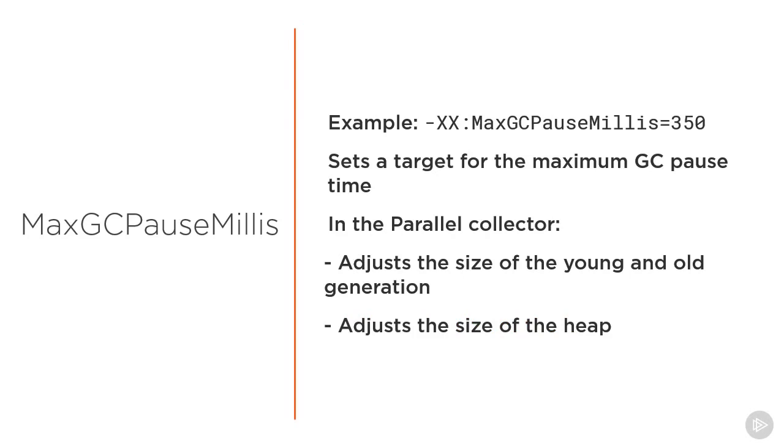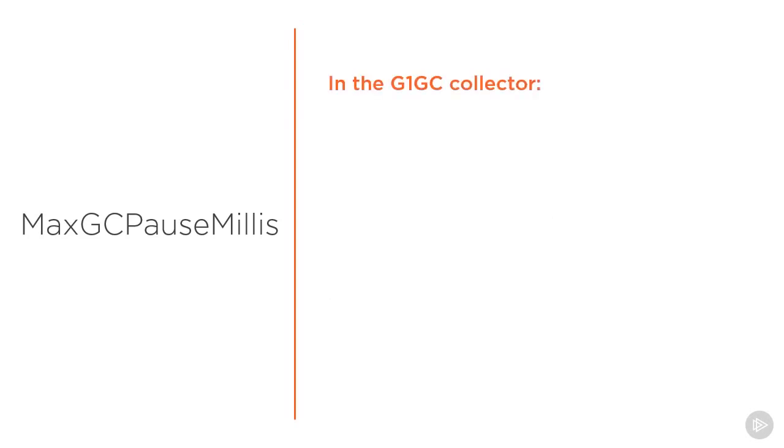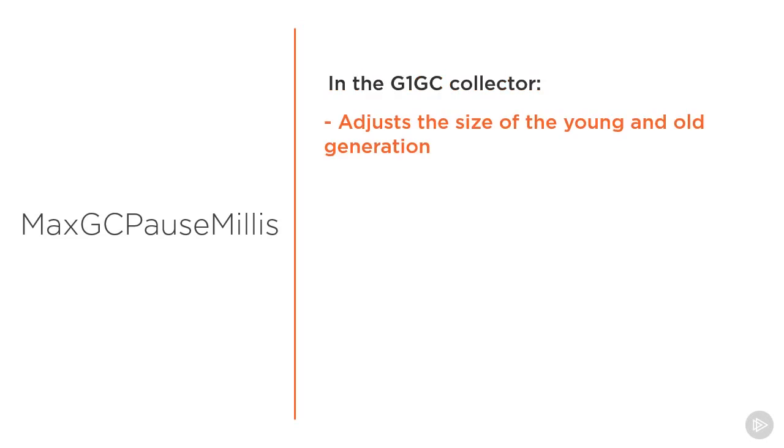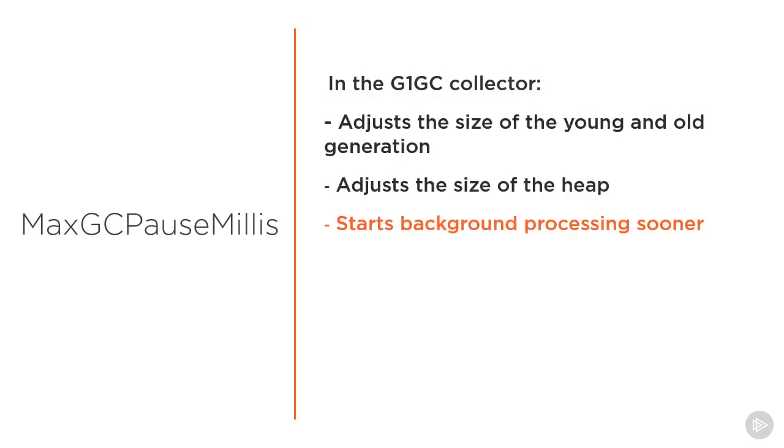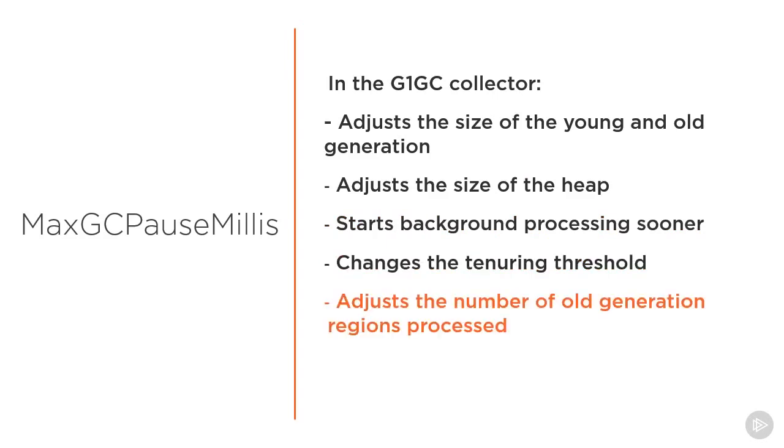One of the goals of G1GC is that it will need minimal tuning. So in G1GC, the MaxGCPauseMillis flag goes beyond adjusting the heap sizes to include starting background processing sooner, changing the tenuring threshold, and adjusting the number of old regions processed, all in order to meet the pause time goals. In G1GC, the default value of the flag is 200 milliseconds. While you may be tempted to set this to something really small like 20 milliseconds, note that to try to achieve this, the collector will contract the young generation to a really small size and collect less of the old generation, which will eventually lead to a situation where there's too much garbage in the old collection and the system would have to perform a full GC, which is undesirable.